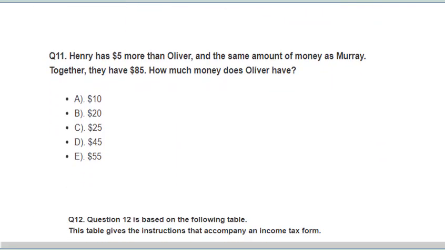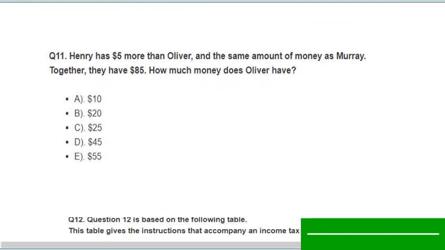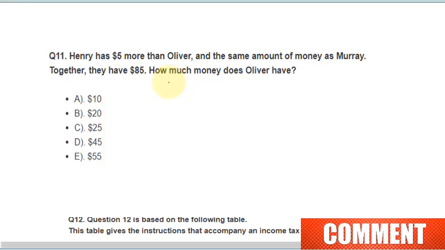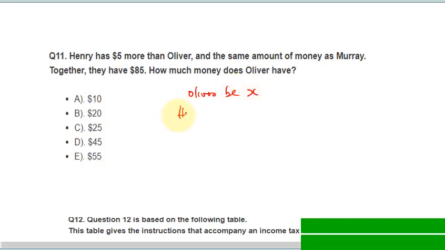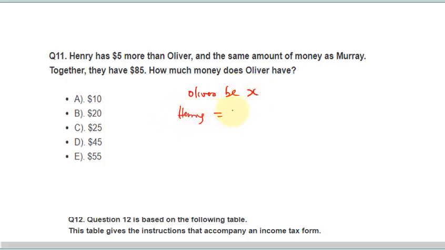Now this question says Henry has $5 more than Oliver and the same amount of money as Murray. Together they have $85. How much money does Oliver have? Now let Oliver be X. Now Henry has X plus 5 because he has 5 more than Oliver. That means Murray is going to have exactly as Henry, which is X plus 5.